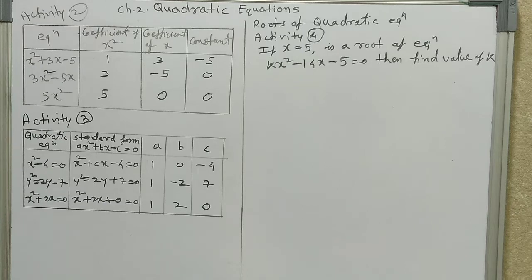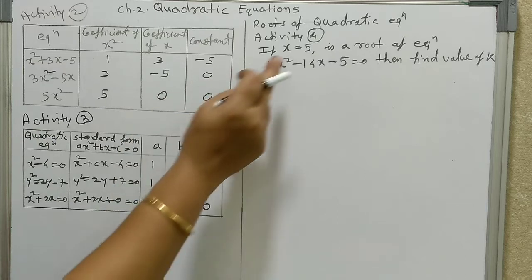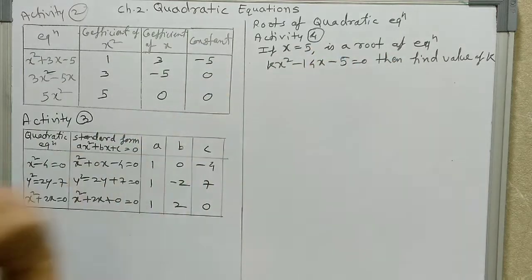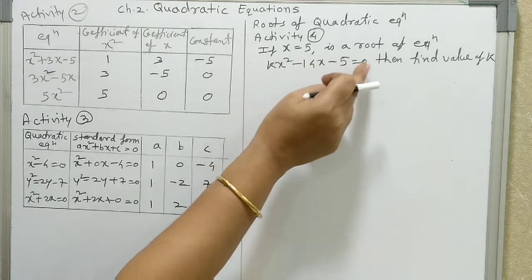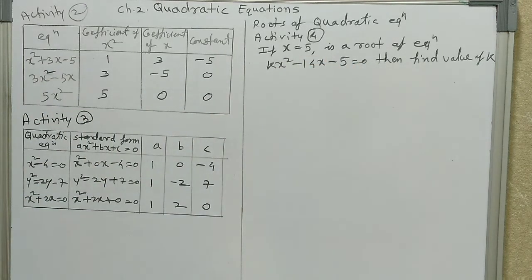Now we see the next part, roots of a quadratic equation. The value of the variable which satisfies the given equation is called the root of a quadratic equation, or the solution of the equation. See in your textbook, page number 33, the fourth activity is given. If x equal to 5 is a root of the equation kx square minus 14x minus 5 equal to 0, then find the value of k.